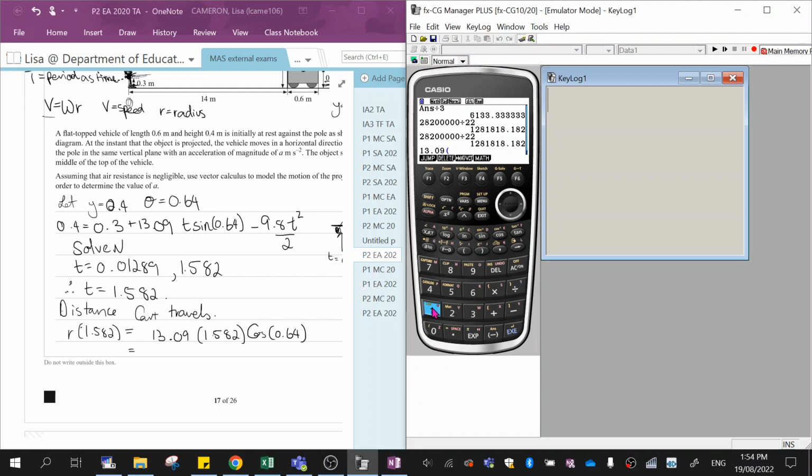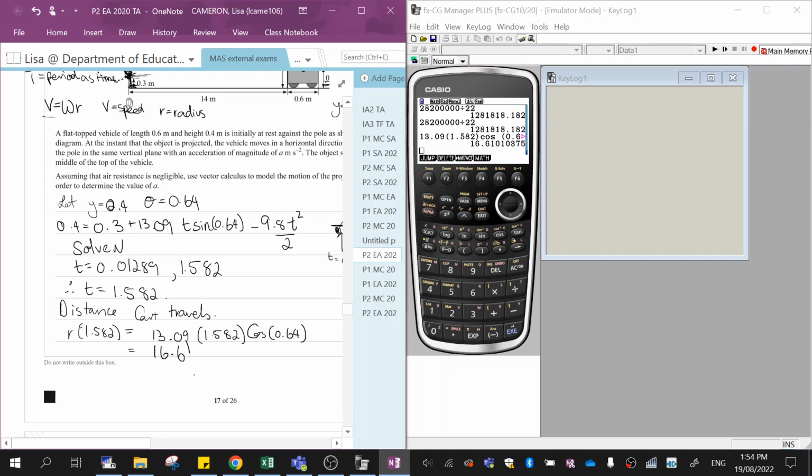13.09, 1.582, cos of 0.64, close bracket, press enter. Okay, and there we go. We get our answer of 16.61. Okay, now this differs from the answer that they've got on the QCAA only slightly, and it's just due to rounding errors. Okay, so now we know that it's displaced by this amount.